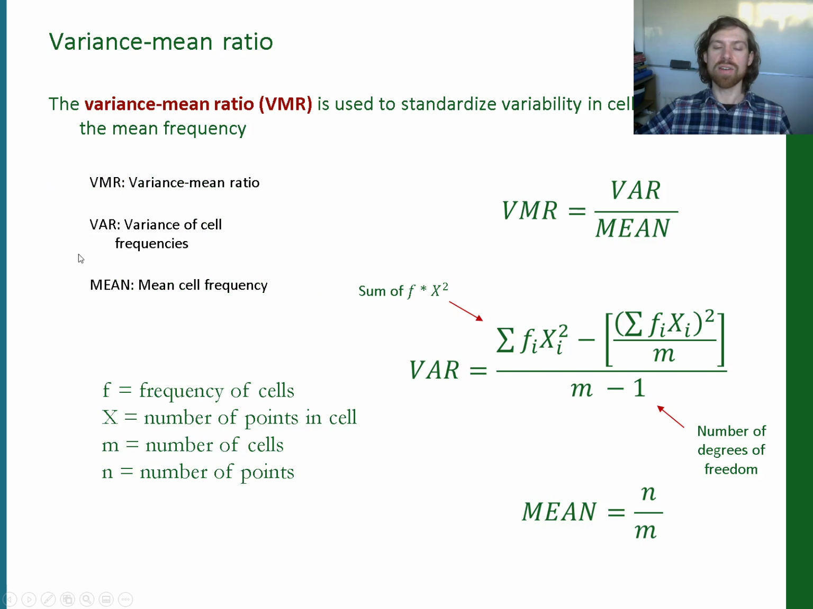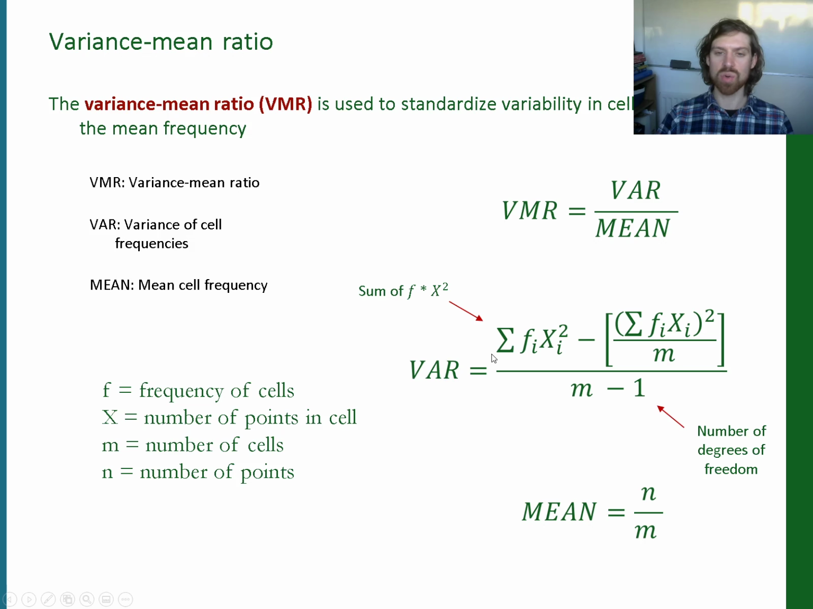Okay, so that's a high-level picture of what we're doing with the VMR. How do we actually calculate the variance mean ratio? This is used to standardize the variability in cell frequencies to the mean frequency. We get the VMR by dividing the VAR, the variance of cell frequencies, which is the numerator up here, by the mean cell frequency, which is the denominator down here. So let's start with the VAR.